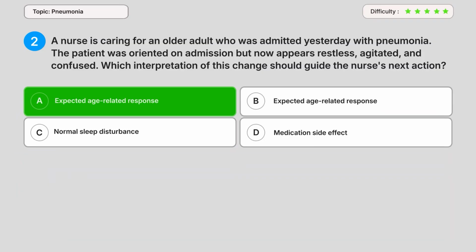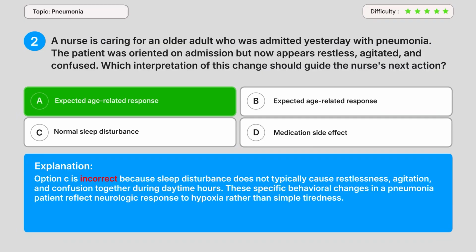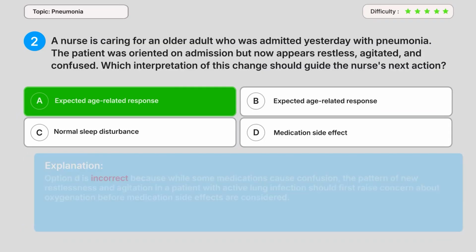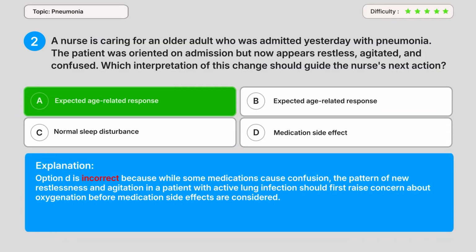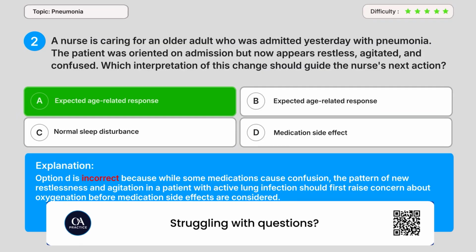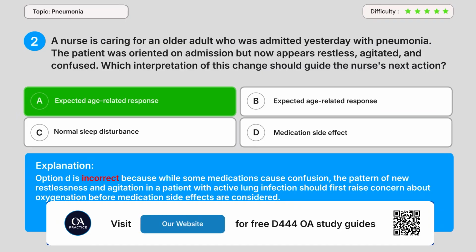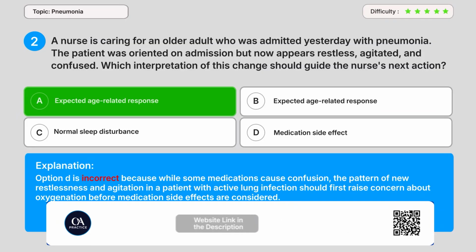Option C is incorrect, because sleep disturbance does not typically cause restlessness, agitation, and confusion together during daytime hours. These specific behavioral changes in a pneumonia patient reflect neurologic response to hypoxia rather than simple tiredness. Option D is incorrect because while some medications cause confusion, the pattern of new restlessness and agitation in a patient with active lung infection should first raise concern about oxygenation before medication side effects are considered.